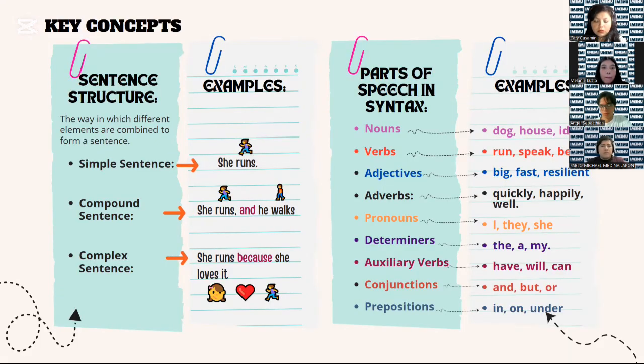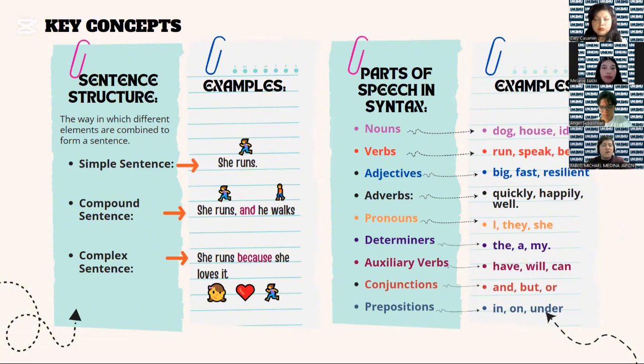Key concepts. Now let's talk about some key concepts in syntax. First, let's look at sentence structure. This means how the different parts of a sentence are combined. There are basically three basic types. The first one is a simple sentence. It just has one subject and one predicate.